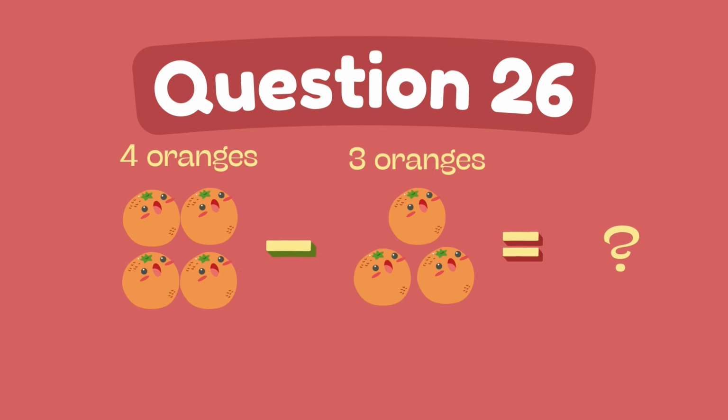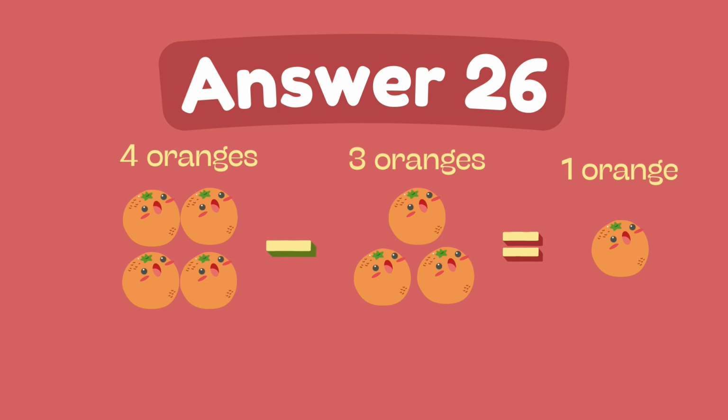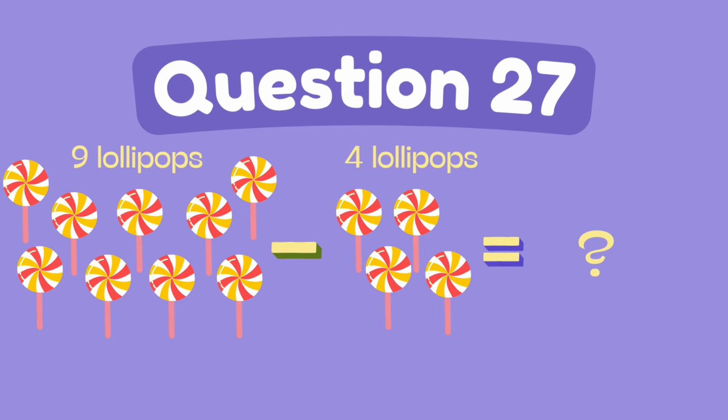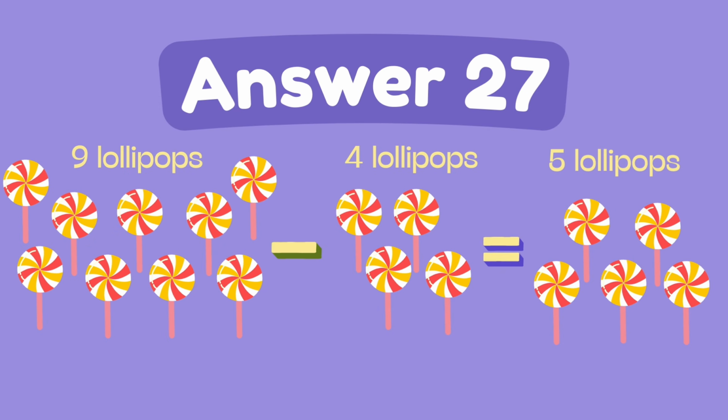What is 4 minus 3? The answer is 1. What is 9 minus 4? The answer is 5.